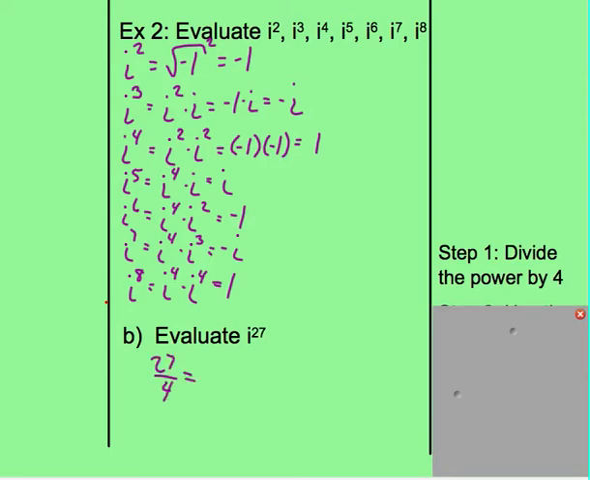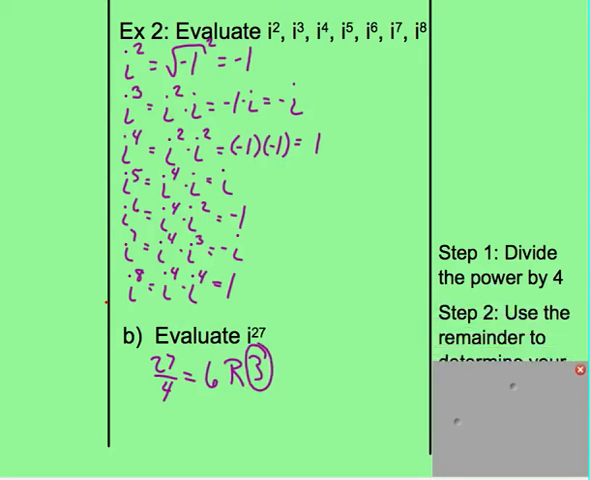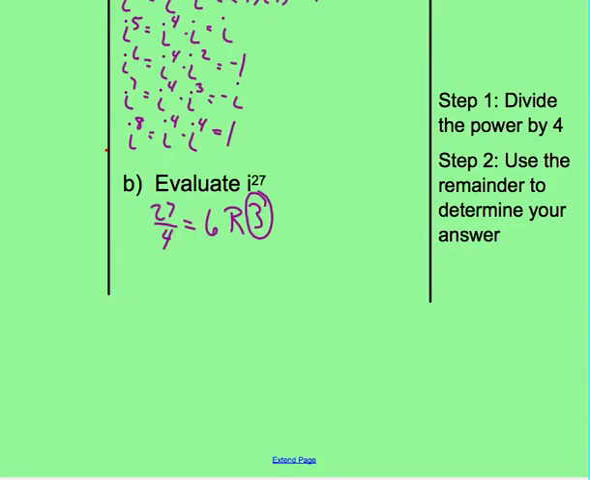which gives us 6 with a remainder of 3. The remainder is our new power, or our simplified power. So i to the 27th equals i cubed, which is -i. So that would be the simplified form of that one.